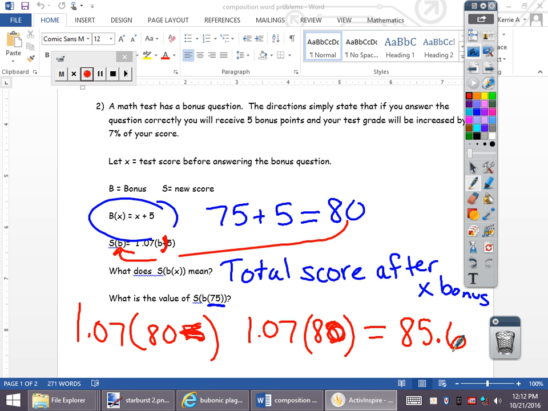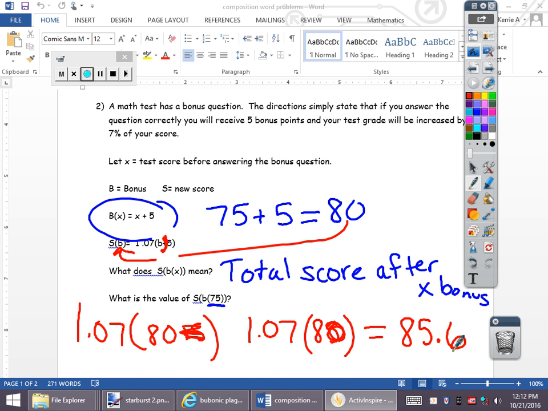Make sense? So they actually got a double bonus because they gave them the 5 points and then added the curve. Usually they add the curve and then the bonus. Good? I think colleges still do bonuses.